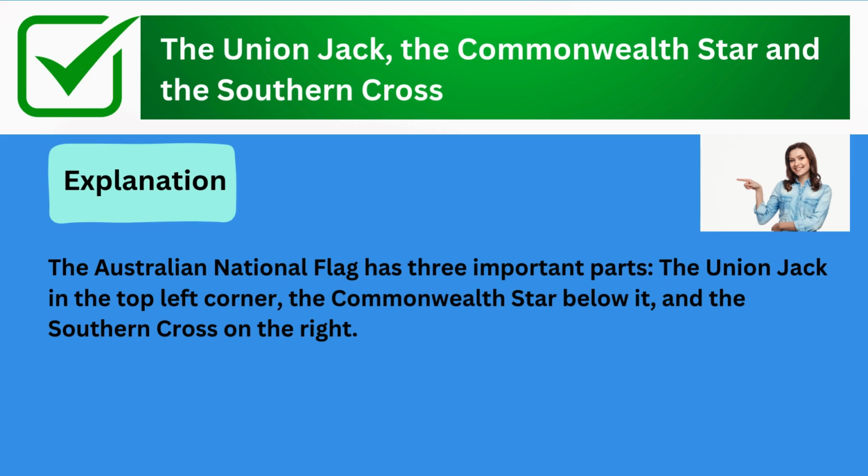The correct answer is the Union Jack, the Commonwealth Star, and the Southern Cross. Explanation: the Australian national flag has three important parts: the Union Jack in the top left corner, the Commonwealth Star below it, and the Southern Cross on the right.